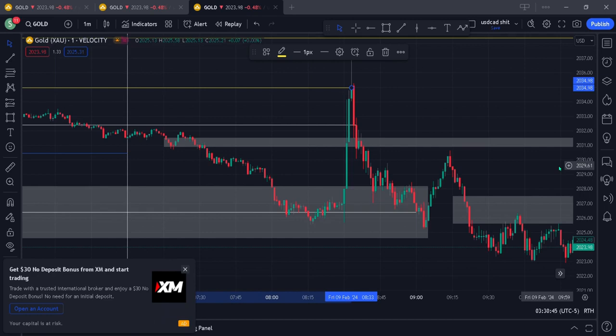I'm not saying look for this anytime. No, time is so important. Specifically the New York session. You want to see price take out multiple lows or highs. If you're bullish, you want to see it take out multiple highs. And what do I mean by that?